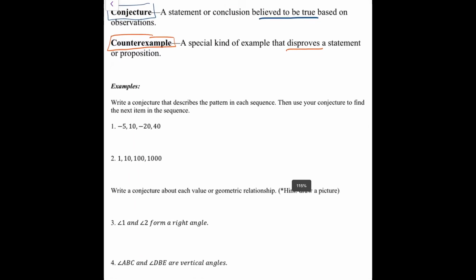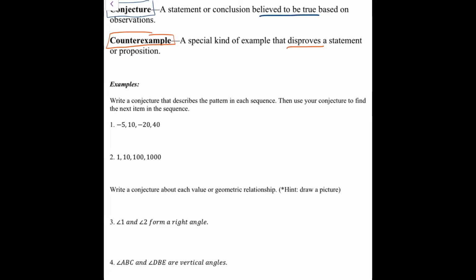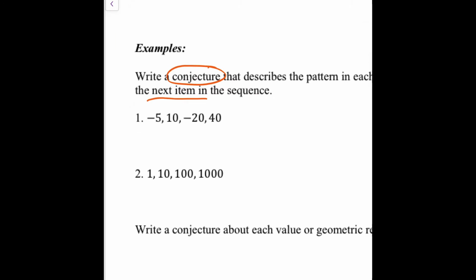So here we have our first two examples. Write a conjecture. So look at the pattern, kind of think about what's going to happen. That describes the pattern in each sequence. Then you're going to use your conjecture to find the next item in the sequence, okay? So here I have my numbers 5, -5, 10, -20, 40. So you need to start thinking about how do I get from this number to this number? And that same pattern has to apply to the other terms.